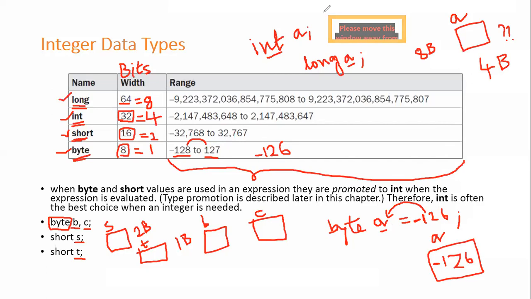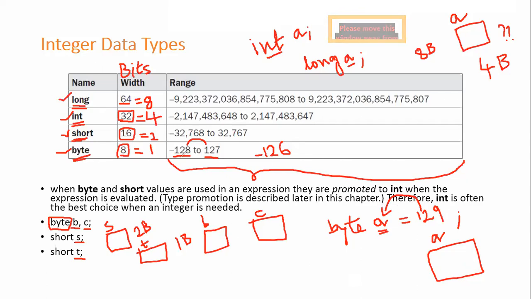Now let me change the value. Let me pick my eraser. Now let me store a value called 129. In variable a, what am I trying to store? I'm trying to store a value called 129 in variable a.